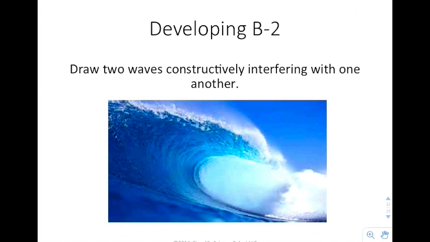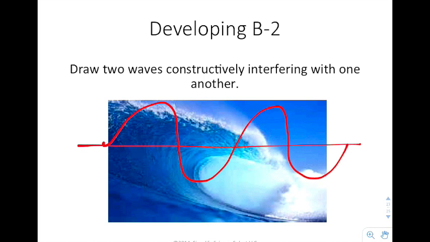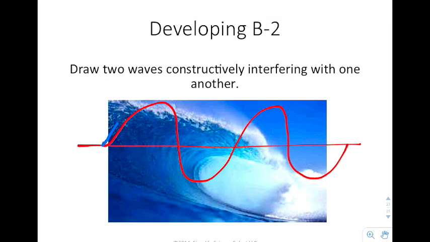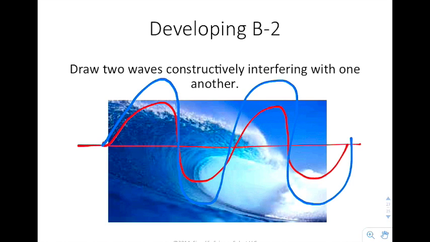Okay, it says draw two waves that are constructively interfering with one another. So constructively interfering means that you're going to have a crest overlap with a crest and a trough overlap with a trough. So we're going to go ahead and draw that out. So we have two waves. So this is an example of a crest overlapping with a crest and a trough overlapping with a trough.